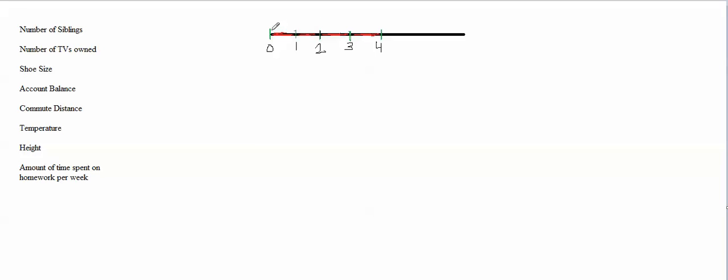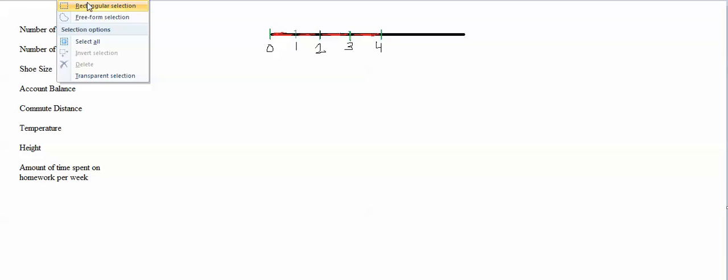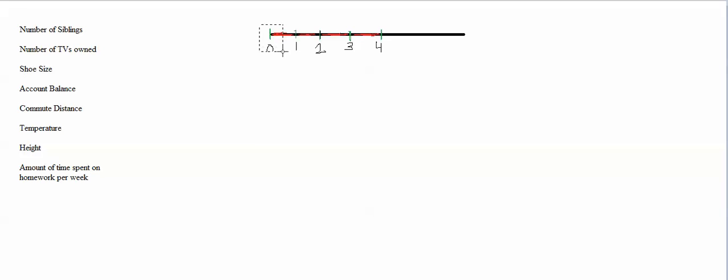And we can see that number of siblings is discrete because we do have these red areas that are gaps in the number line in which there will never be any values. There will never be any values in any of these red areas. Number of TVs works the same way. I could just copy and paste this for number of TVs.